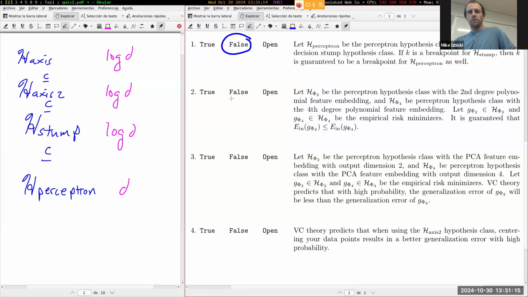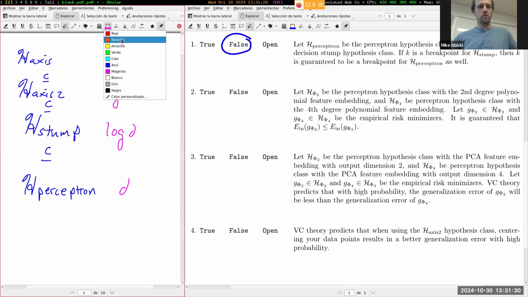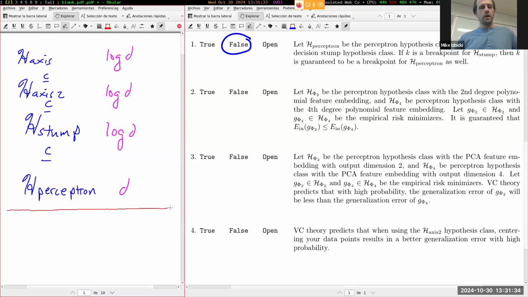Okay, problem number 2 over here. Question, yes? I don't know if this is a valid question, but we have h-stump with polynomial feature map of degree, whatever, 2 and above. Can we conclude that if k is a breakpoint for that, then it's also guaranteed to be a breakpoint for each section? Yeah, so this is a good follow-up question here.